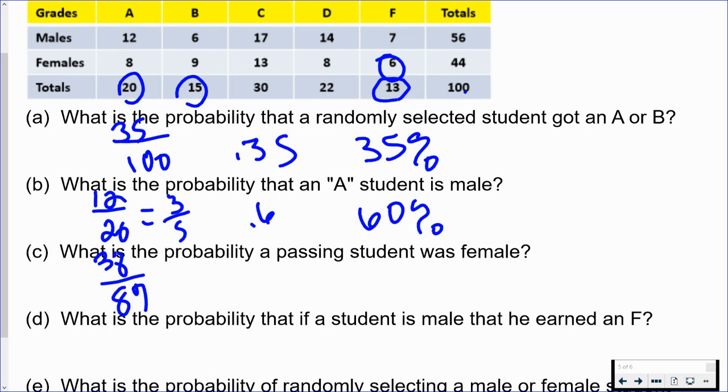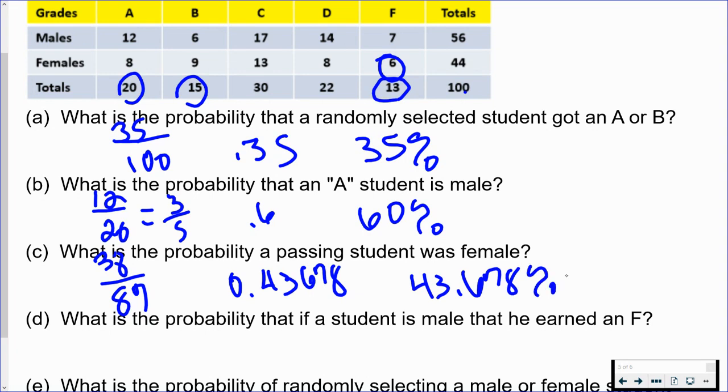Now that was an even one. So 38 divided by 87. As a decimal, that's 0.43. Let's see, 678. Or that's 43.678%.